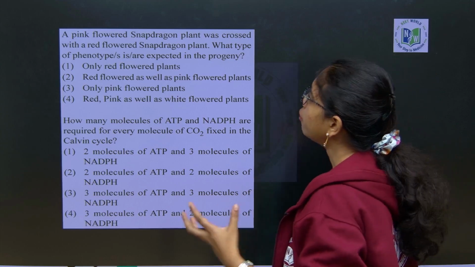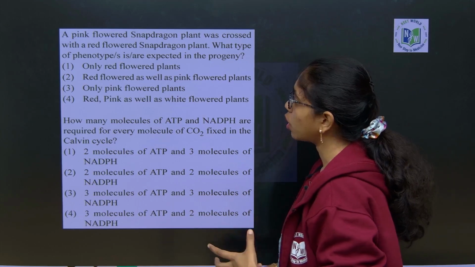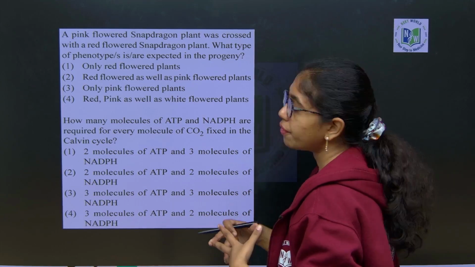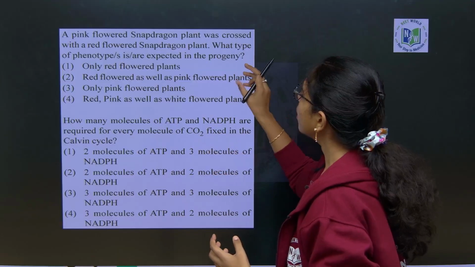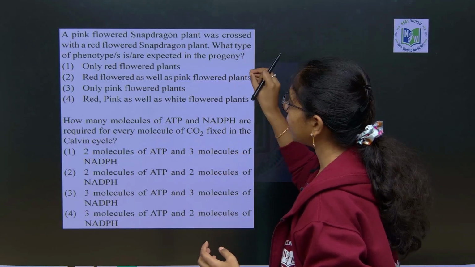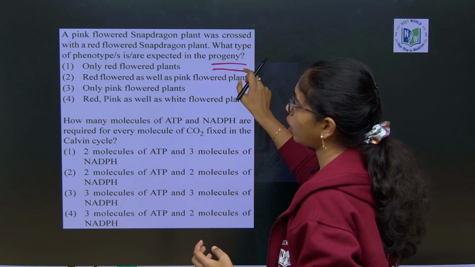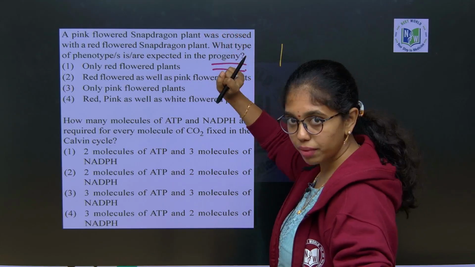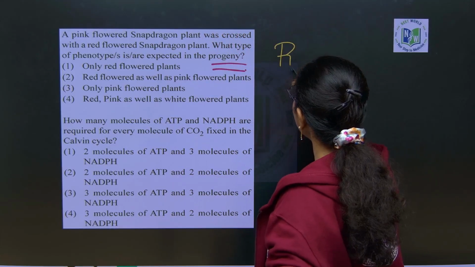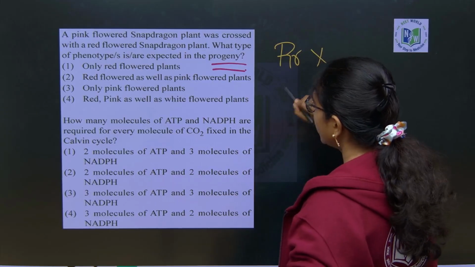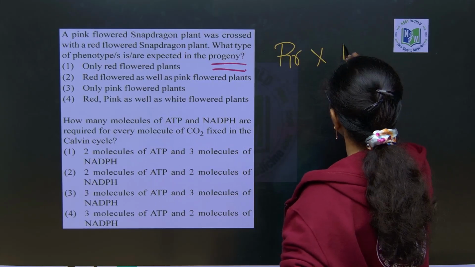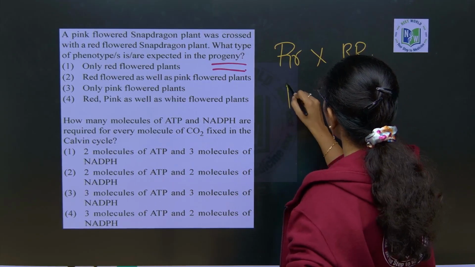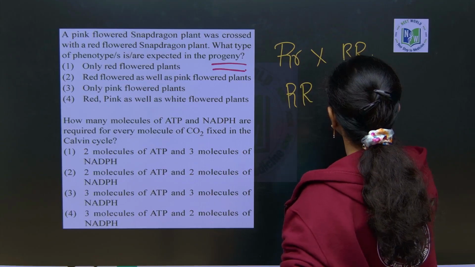Next, pink flowered snapdragon plant was crossed with red colored snapdragon plant. What type of phenotype is expressed in the progeny? Okay. So, pink color flower, this is from incomplete dominant example, you know that. So, pink color flower is crossed with red color flower. You tell me, Nana, what will be the offspring ratio?